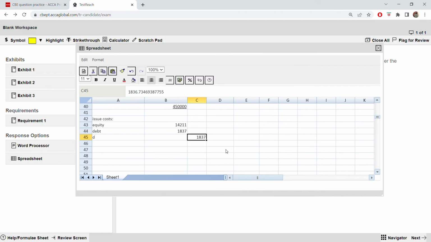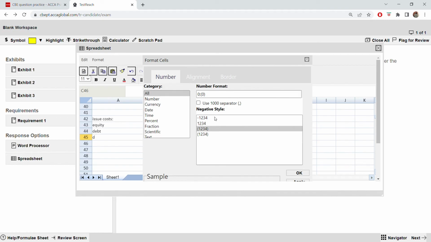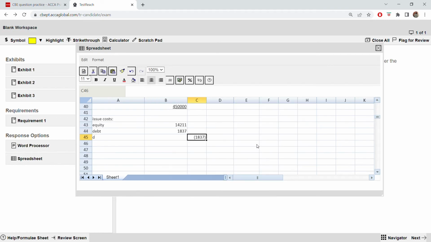No, it's not working, guys. It's not working. But anyway, I will try to make it minus, put a minus figure next to it. Yes, if you put a minus figure, it will now show it in terms of bracket. Why? Because when I went to the format cell, I made sure negative styles are in bracket. That's the reason.